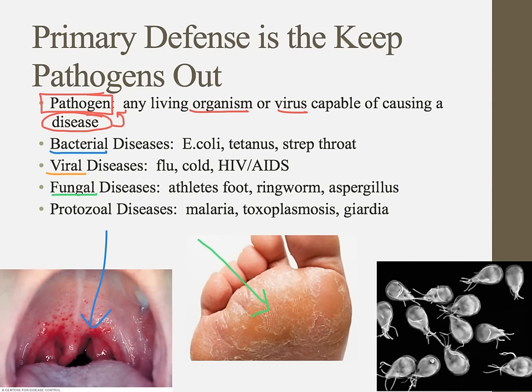And then protozoal diseases, diseases caused by these usually single-celled organisms, can include malaria, which we get from mosquito bites, toxoplasmosis, which we get from coming into contact with cat poop, and giardia, which we can get by drinking contaminated water. So all these things, really not so fun, but when we say pathogen, we can really mean any of these things.